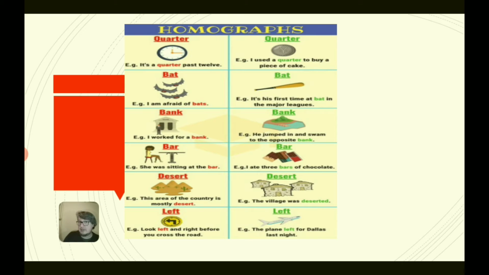Desert. And left. Next one. Look left and right before you cross the road. Left. This is my left hand. My right hand, my left hand. Go to the left. Go to the right. And left, the plane left for Dallas. Left. Take off. The plane left for Dallas last night. Left. The past of leave. Left. Take off. Okay?